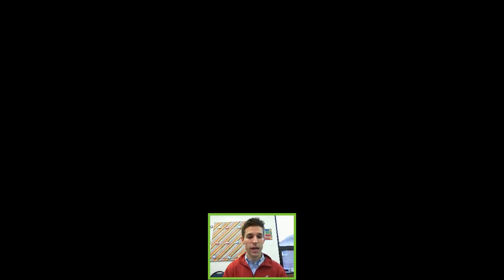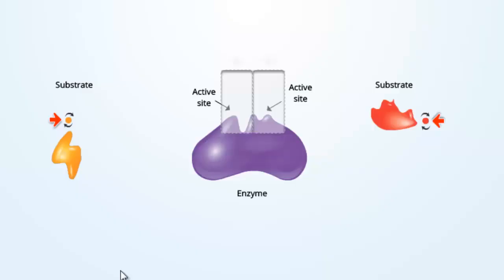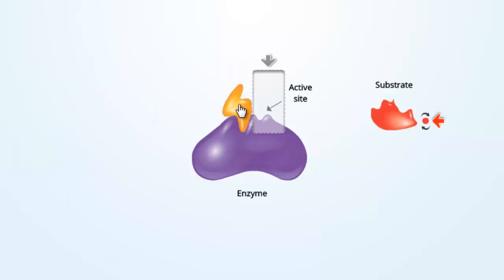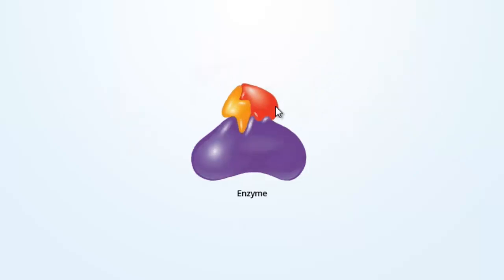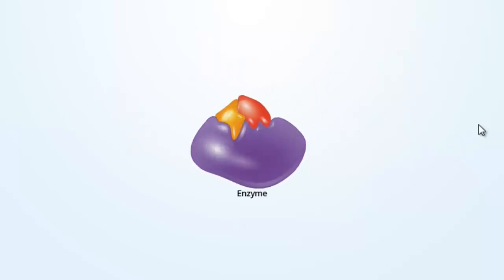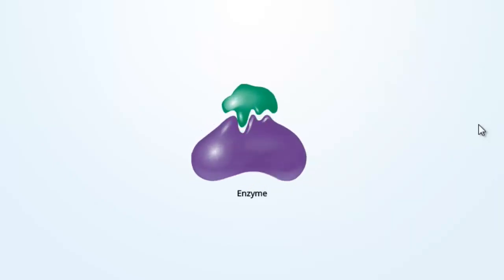So let's watch this again. I'm going to take substrate number 1, put it in the enzyme. I will then take substrate number 2, and let that bind with the enzyme as well. The enzyme changes shape. The two substrates chemically combine into a new compound, and the enzyme has helped the cell create a new chemical compound that it's going to use for a specific reason.